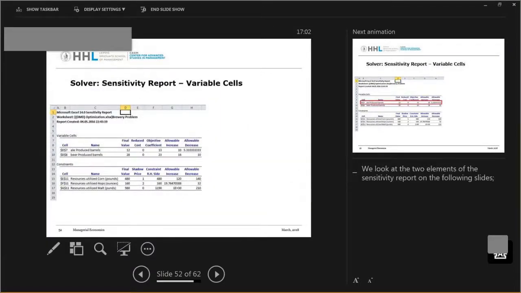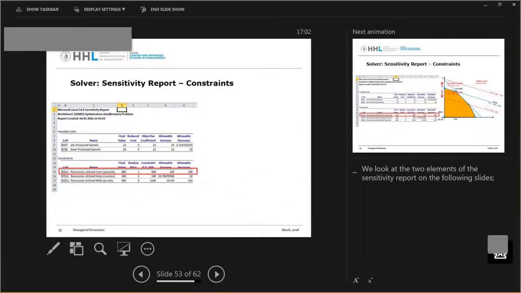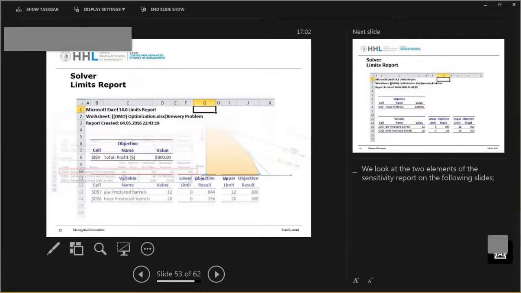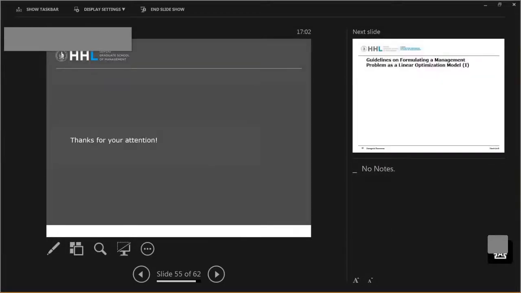The variable cells tell you here about the shadow price. Recall that increasing the corn by 1 unit would give us an extra unit of profit. So it's over here. We have also the allowable increase and decrease for the parameters of the function, and the same for the constraint. This can be easily looked at. I arrived at the end of the slides.